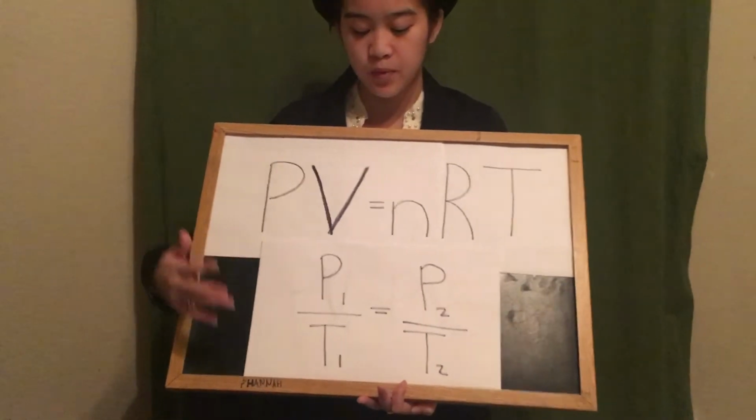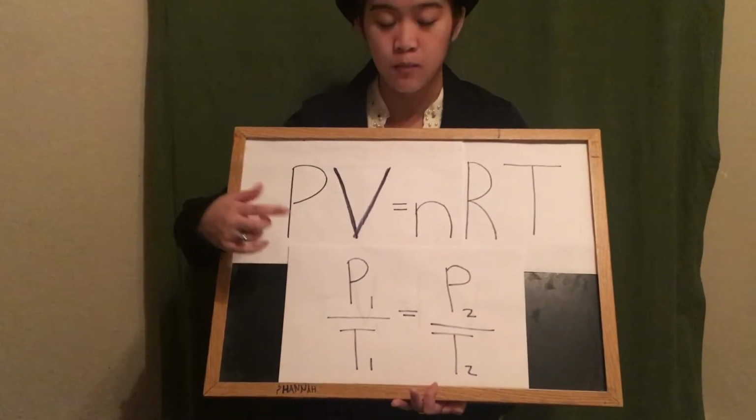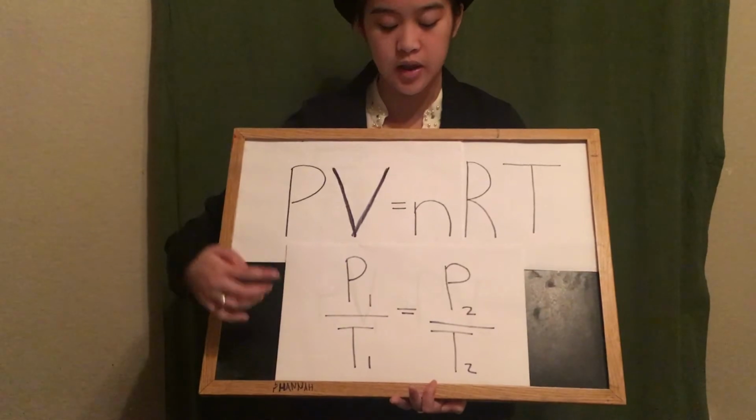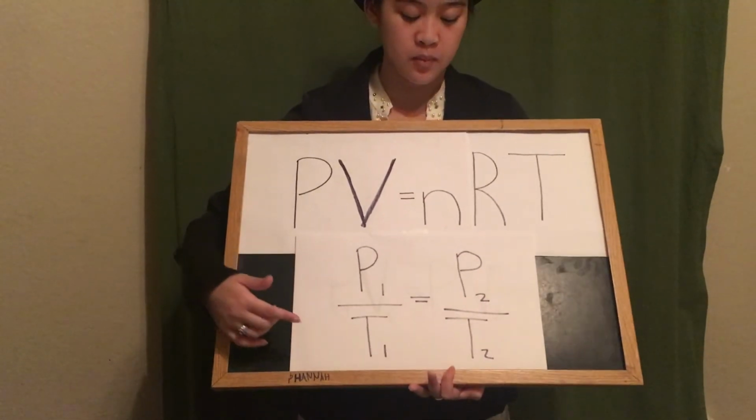Another contributor to thermodynamics is Joseph Gay-Lussac, who discovered that if volume is constant, then pressure is proportional to temperature. That would make pressure 1 divided by temperature 1 equals pressure 2 divided by temperature 2.